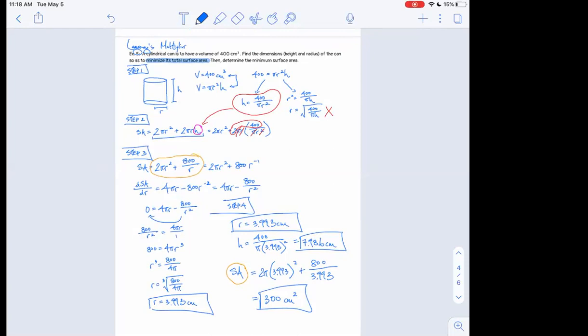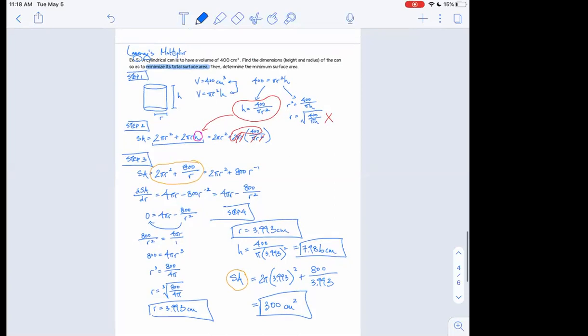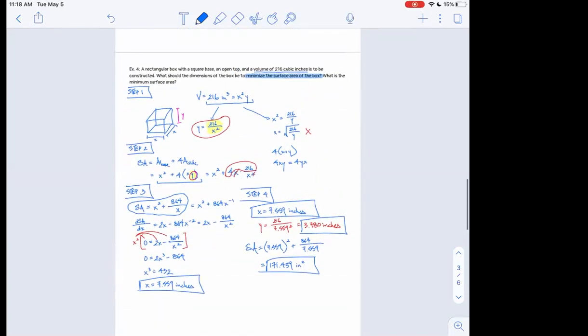Professor, yes, just real quick, could you scroll up to example 4 just to see the answer for surface area? For sure. Thank you. You're welcome. All right, you're good. Okay, thank you.